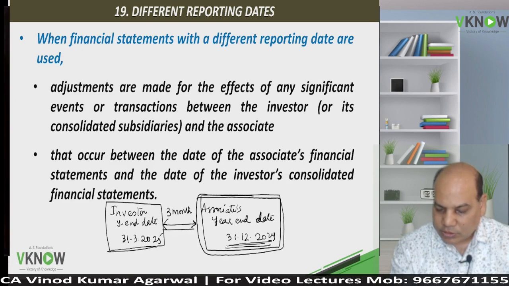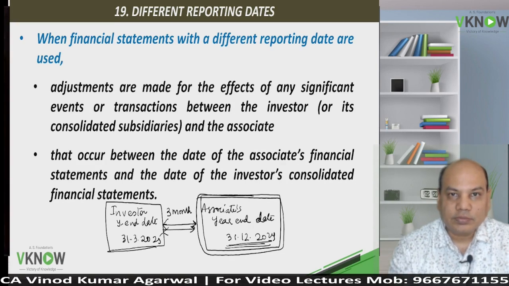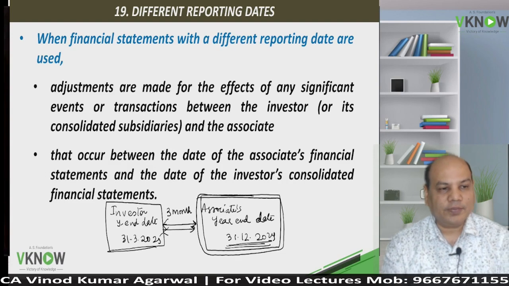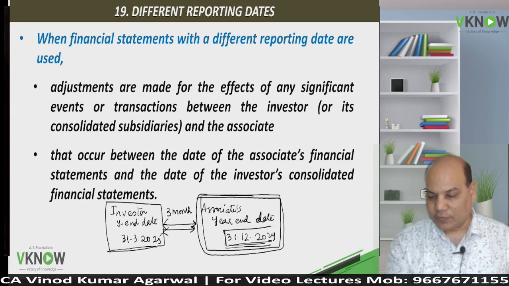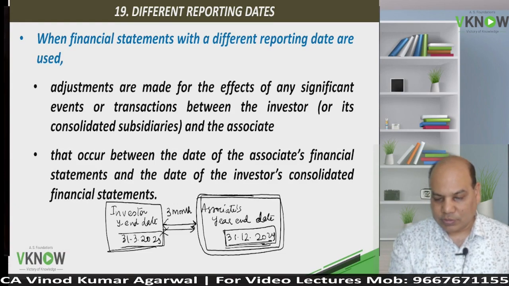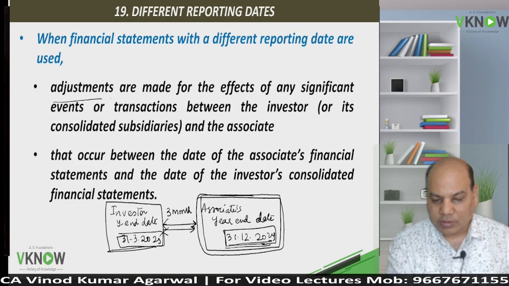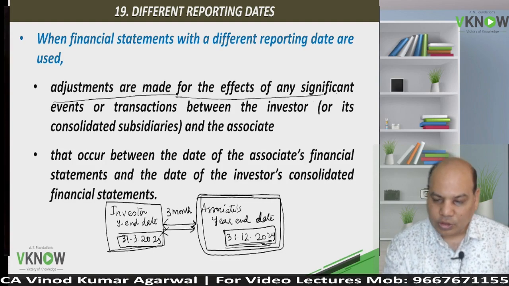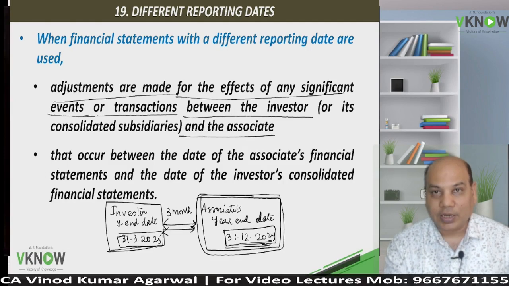In these 3 months, there would have been a lot of transactions. Nobody is going to sit idle. So there will be transactions between 31/12/24 and 31st March 25. So the standard says adjustments are made for the effect of any significant event or transaction between the investor or its consolidated subsidiary and associate.